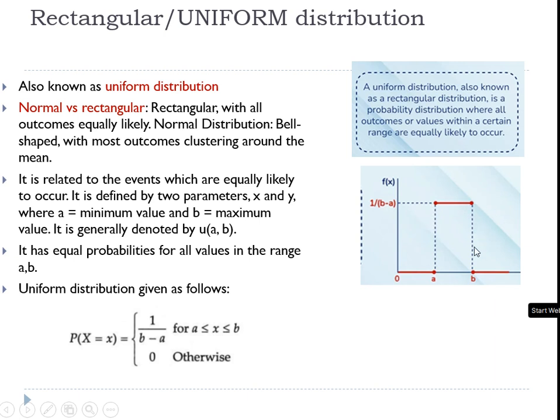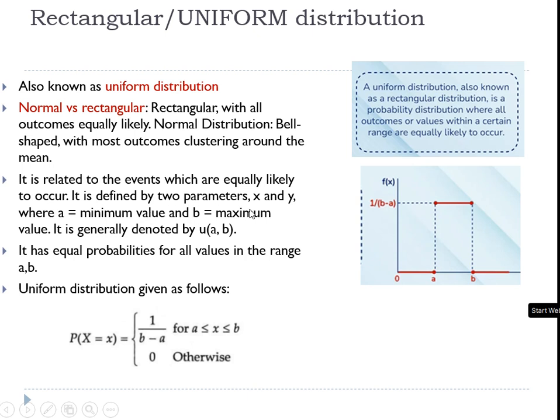So you can see here, this is a representation of the rectangular or the uniform distribution. As you can see here, all the events are occurring equally. Whereas in normal, what happened? The data was centered around the mean value. But here it is not like that, right? All the events are equally likely to occur.